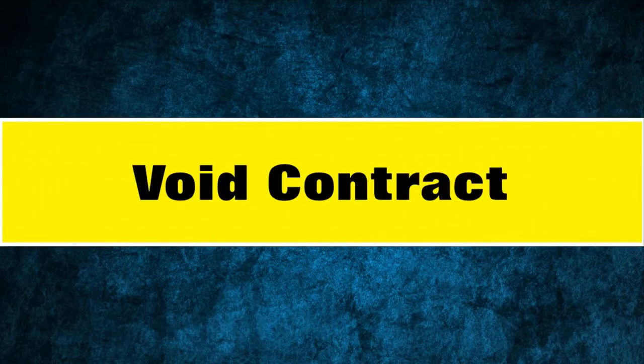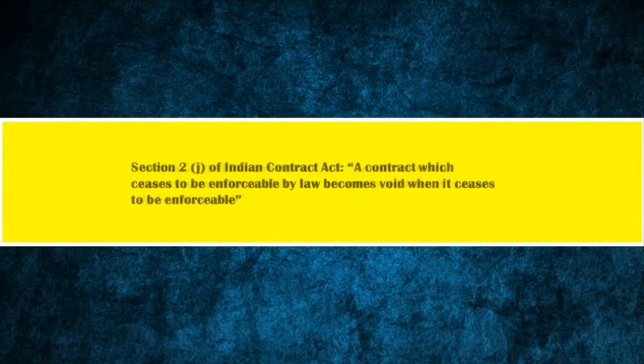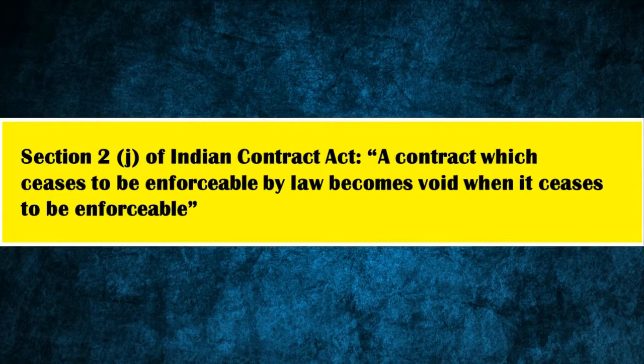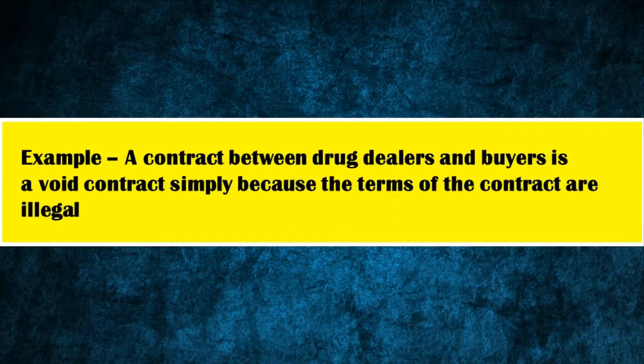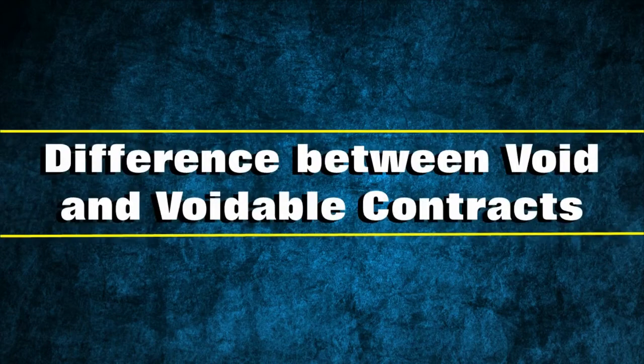The third kind of contract is void contract. Section 2(j) of Indian Contract Act defines void contract as a contract which ceases to be enforceable by law, becomes void when it ceases to be enforceable. For example, a contract between drug dealers and buyers is a void contract simply because the terms of the contract are illegal. Difference between void and voidable contracts.